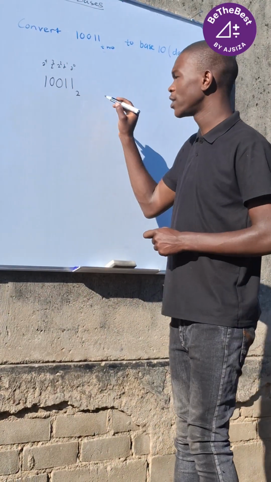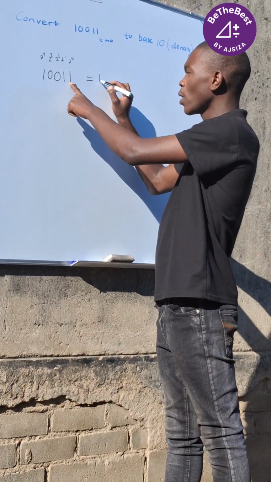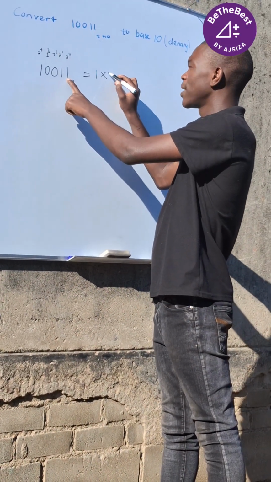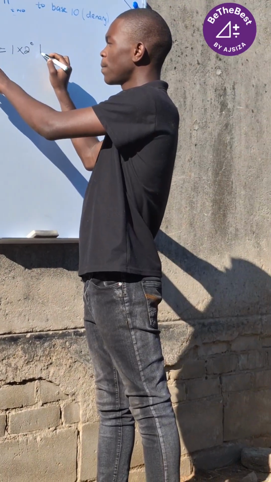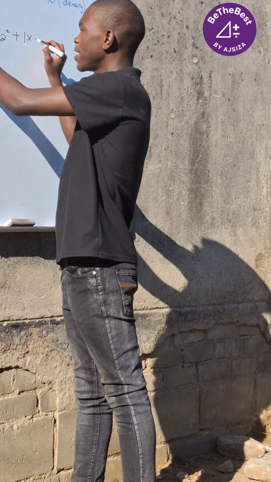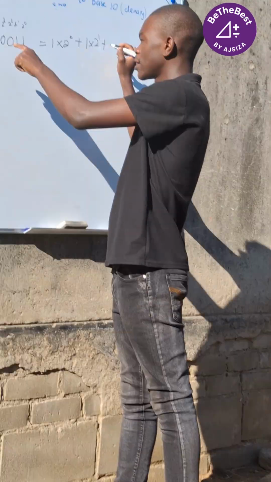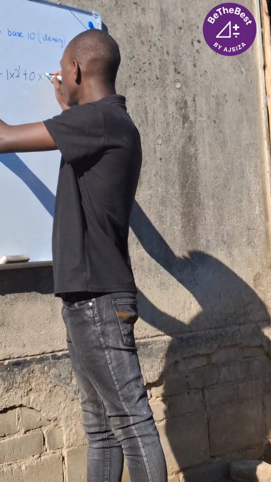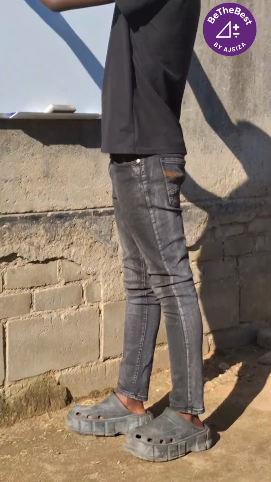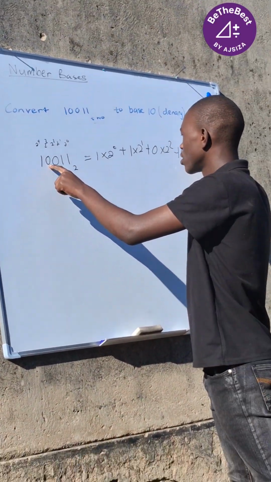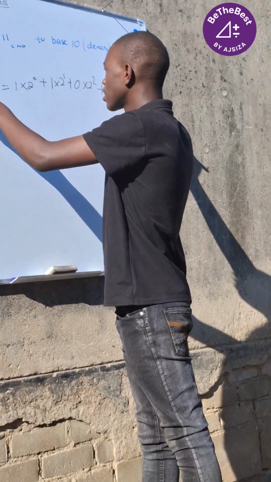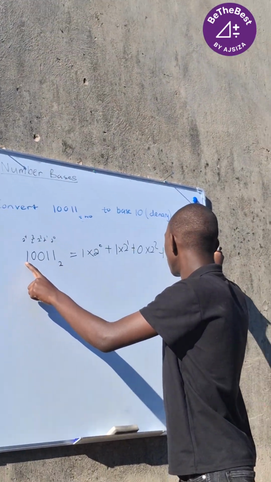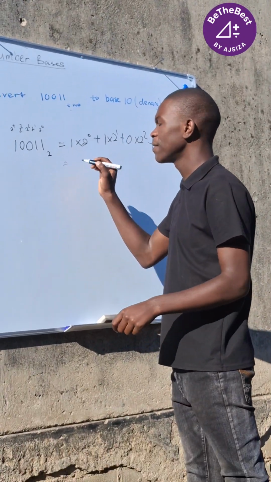So this is going to be equal to 1 multiplied by 2 raised to the power of 0, plus 1 multiplied by 2 to the power of 1, plus 0 multiplied by 2 to the power of 2, plus 0 multiplied by 2 to the power of 3, plus finally 1 multiplied by 2 to the power of 4. So now you simplify everything.